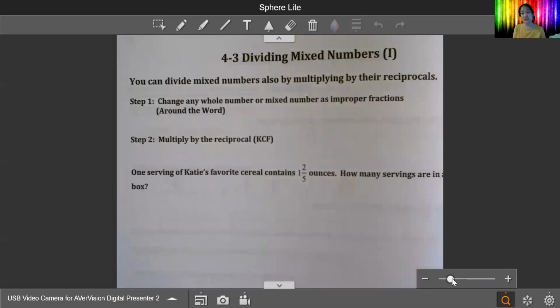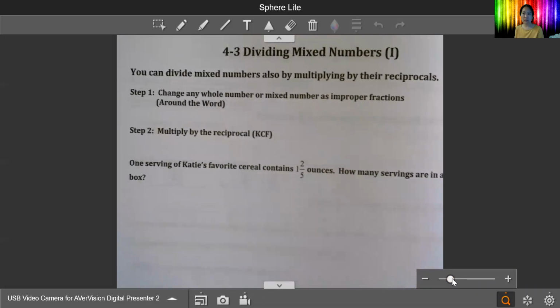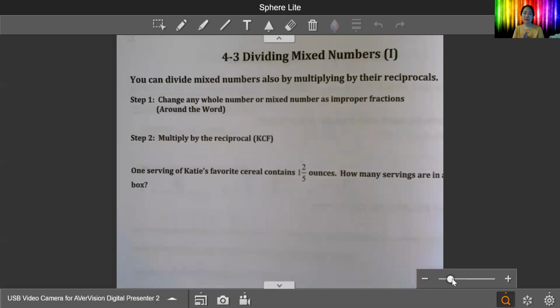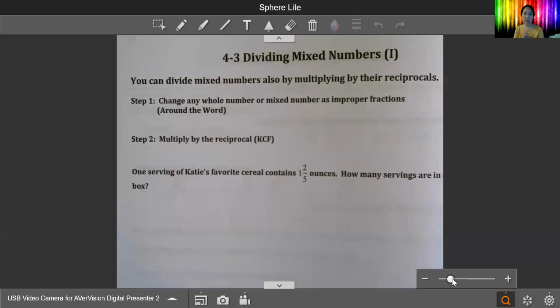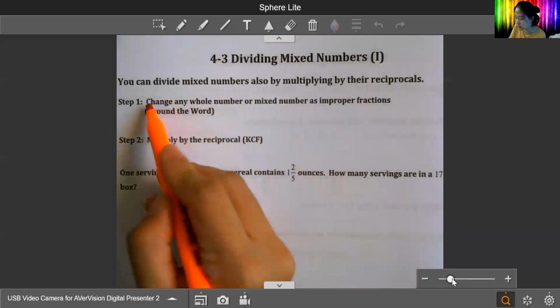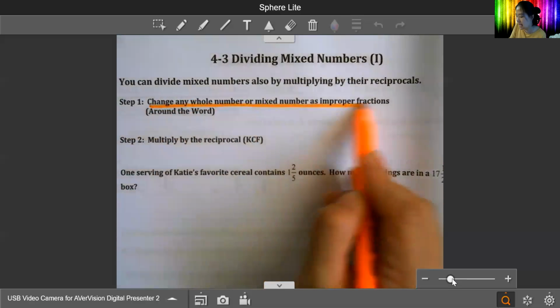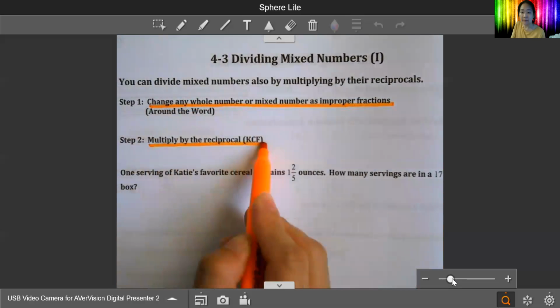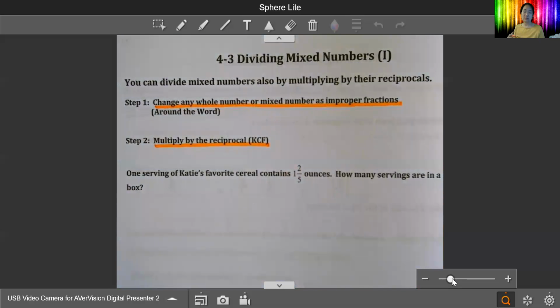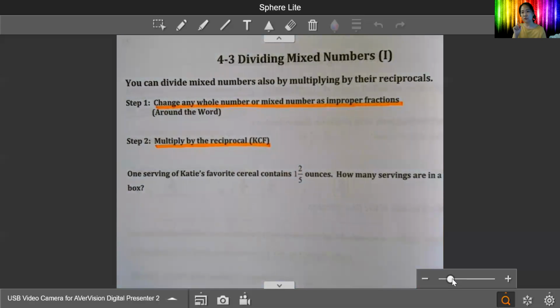For today's notes, we're going to do pages 23 and 24, which is on dividing mixed numbers. You can divide mixed numbers also by multiplying by the reciprocal. So, KCF that we learned last time we met, you use the same strategy, but there's just one difference, okay? The difference is you're going to change any whole number or mixed number into improper fractions first, and then you're going to multiply by their reciprocal. So then you're gonna do KCF. So it's gonna require one extra step.